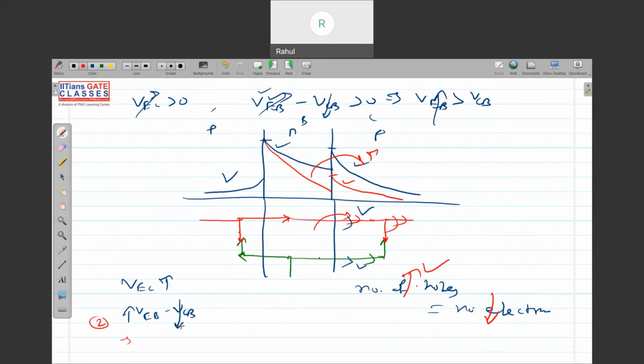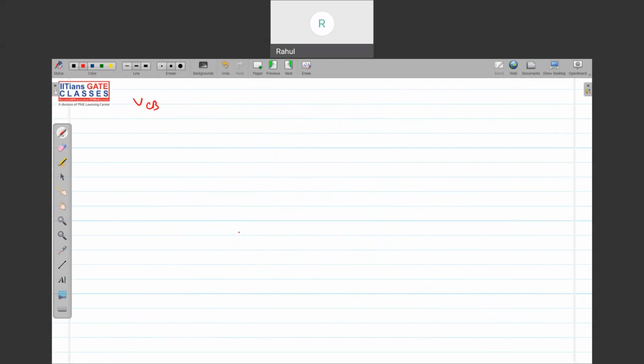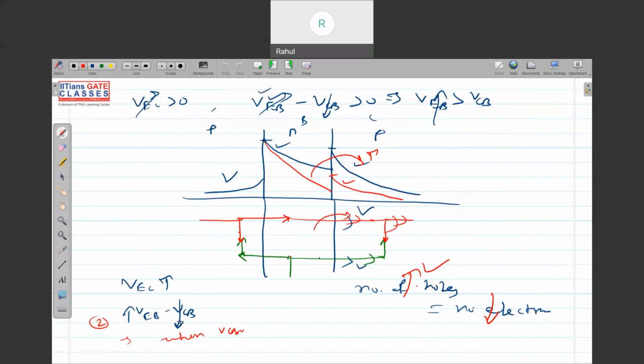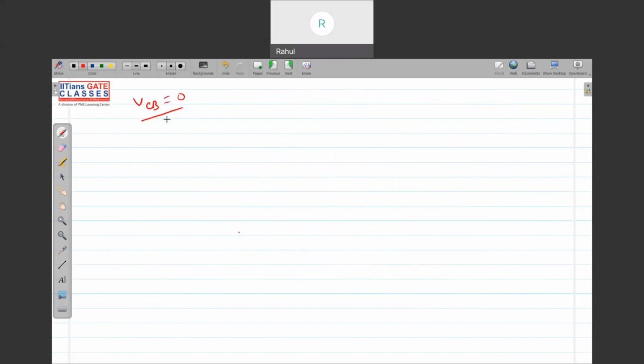What will happen? VCB will be 0. If it goes on reducing, a point will come where VCB is equal to 0. Because we go on reducing, a point will come when VCB is equal to 0. So at this point, what will happen? We know.